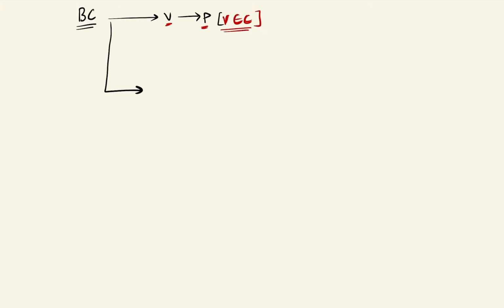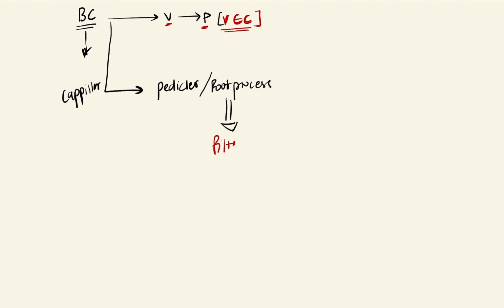Simple. Now, Bowman's capsule runs towards the capillaries, and these capillaries have something called pedicels. These pedicels have foot processes, and these foot processes show something called filtration slits.